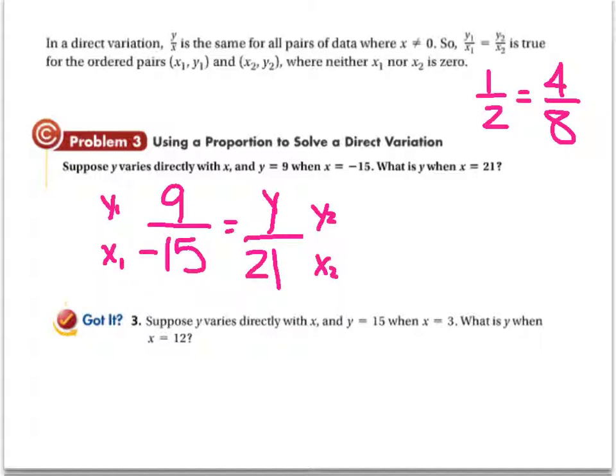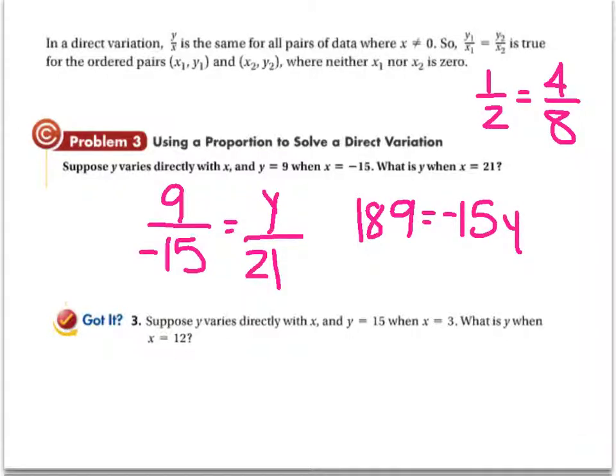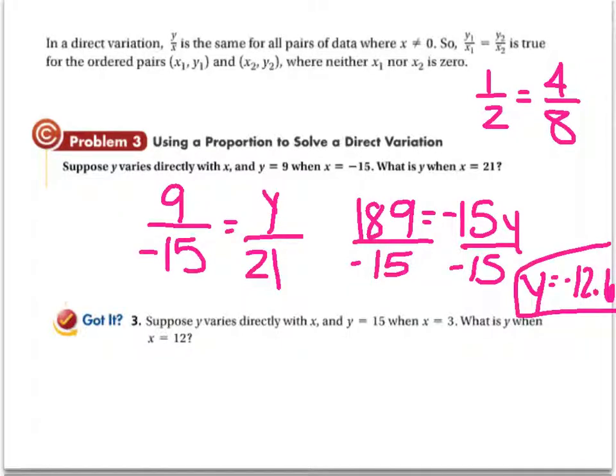How do we solve proportions? Cross multiply. Yes, you do. And you get 189 equals negative 15y. And when you divide, it doesn't give you a nice whole number. It gives you y equals negative 12.6.